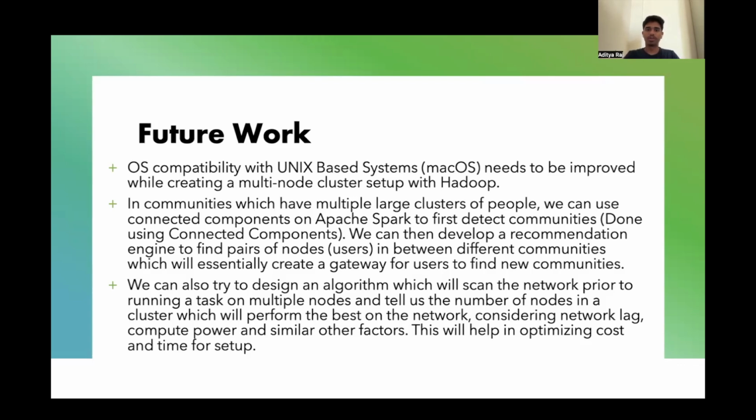In communities where we have multiple large clusters of people, like two clusters of people, we can make a gateway between two nodes and form a recommendation engine for one person to join another community. This will allow users from one community to find another community, not just between one user and another, but multiple users connected to that one user can then get recommended that community.